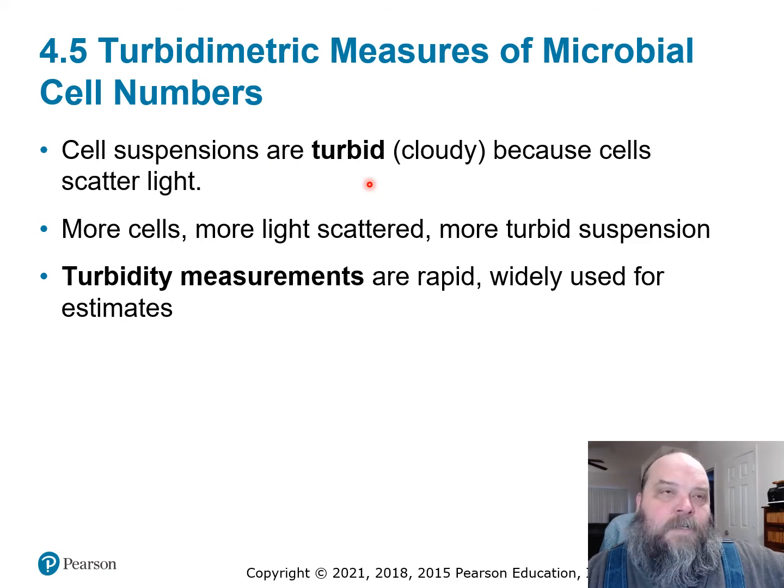While you're not actually seeing individual cells, what you're seeing is that mass of cells swirling around in the liquid, interfering with the passage of light. They're causing light to scatter. So that's what your eye is picking up.